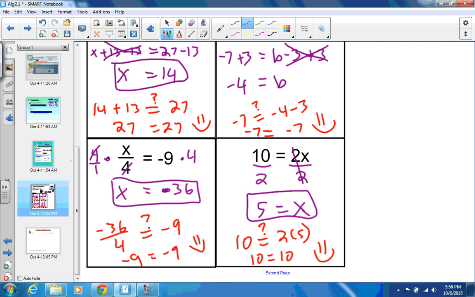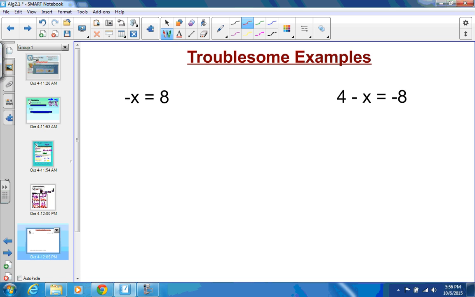Okay, those are basic one-step equations that you can solve using those inverse operations. Now, before we're done, I want to do one more thing. I have 2 troublesome examples that I see students struggling with, all different students struggling with. So I wanted to go through 2 of these examples. And believe it or not, that first one is a one-step equation. So what we're going to do is figure out inverse operations. But before we do that, if you ever have a minus x or a negative x, always stick a 1 in there. You can always stick a 1 in front of a variable if there is no number in front of a variable. So now we have negative 1x equals 8.